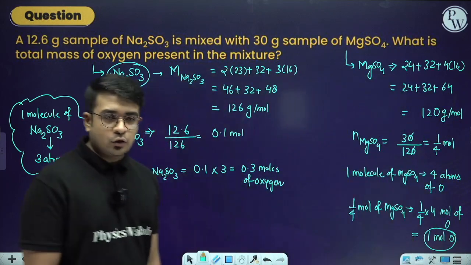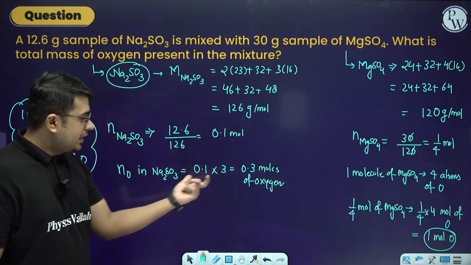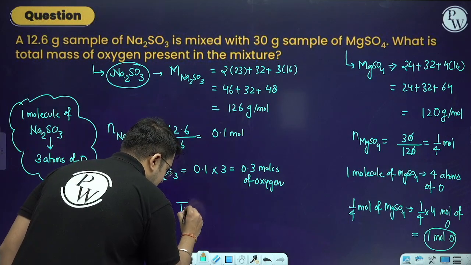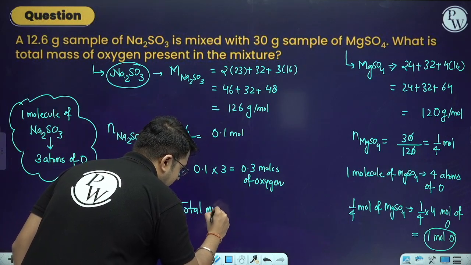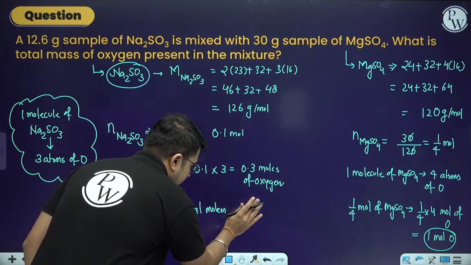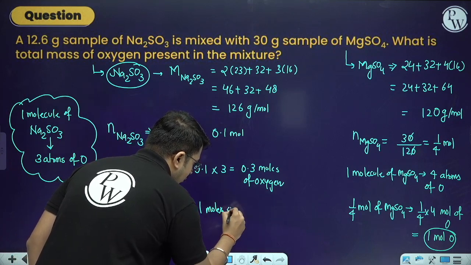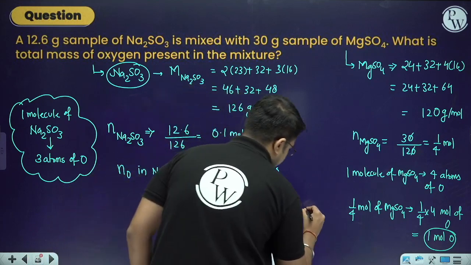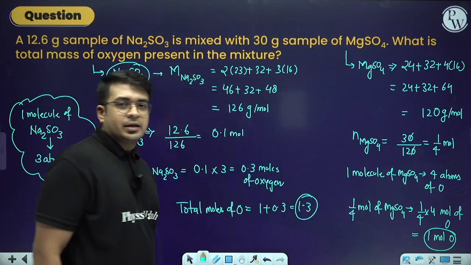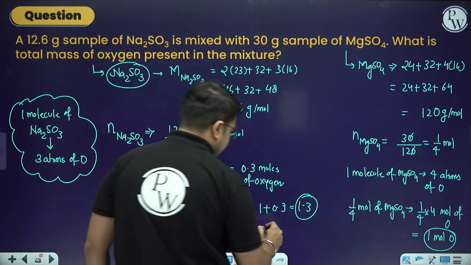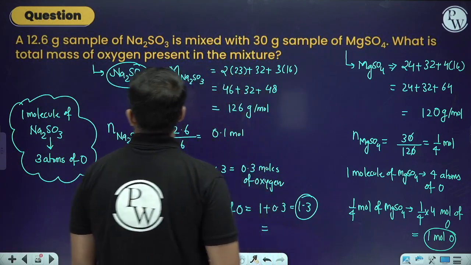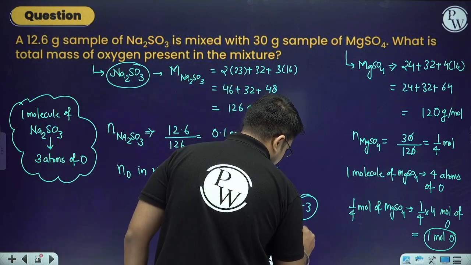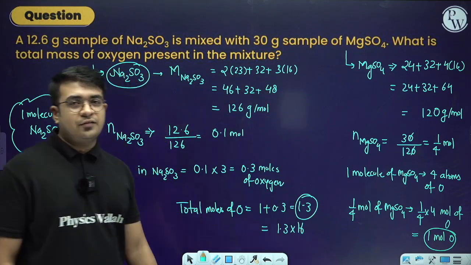That's it. Now you know we have 1 mole oxygen on this side and 0.3 moles oxygen on this side. So I can say total moles of oxygen are basically 1 plus 0.3, which is 1.3. Can I calculate the mass? Yes, very efficiently. So basically, it's talking about the total mass of oxygen present in the mixture. So that will be 1.3 multiplied by 16. You just have to solve this entire part.